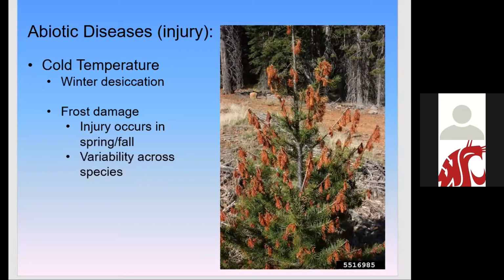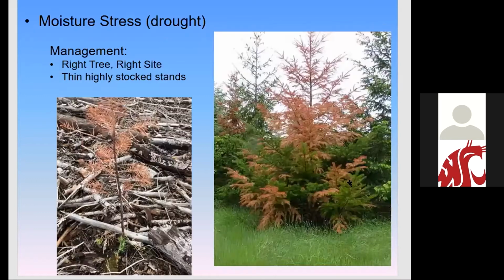Young trees can be injured very quickly, either in the spring when a late frost occurs after the tree dehardens, or even in the fall when they have not really acquired enough cold hardiness to withstand early frosts. And not surprisingly, there's a lot of variability in cold temperatures, not only across species, but even within species. And so we know that seed sources from high elevations and higher latitudes are generally more frost resistant than those from low elevations and lower latitudes.